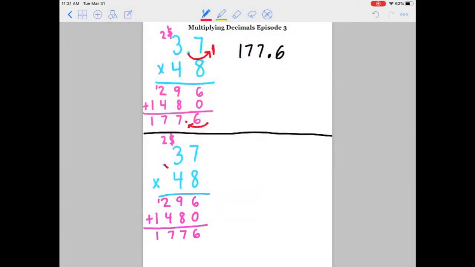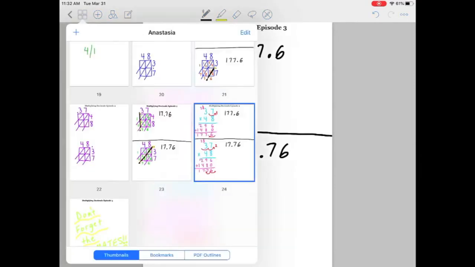Okay, and now let's go to the second one. The second one, it's going to move 1, 2. So move 2 times. And as you can see down here, there's no decimal, so I really don't have to worry about moving it. It's actually sitting right there already. So for the second one, since I moved it 2 times, obviously you guys know it starts here, and I'm gonna go 1, 2, and the decimal's gonna land right there. So for the second one, I'm gonna have 17.76.